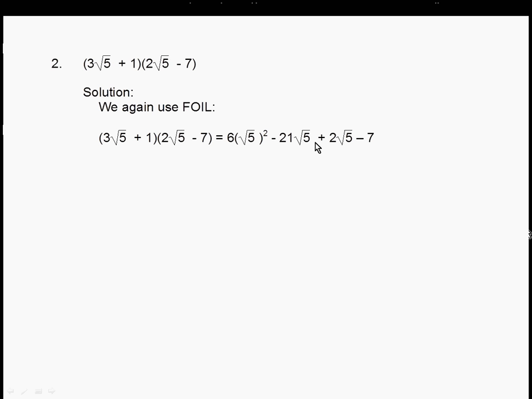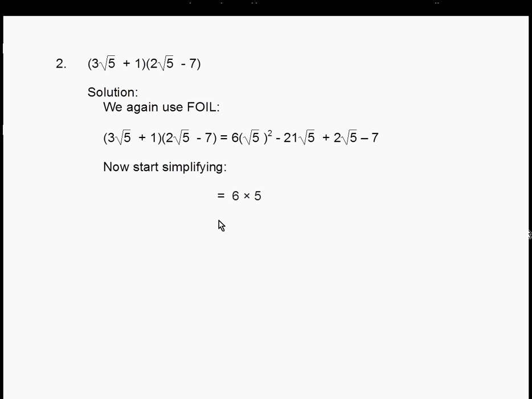Okay, I can combine the outer and inner to get negative 19 square root of 5. And the square root of 5 squared is 5. So I'll have 6 times 5. Then minus 19 square root of 5 minus 7. Okay, the 6 times 5 is 30. You can combine 30 minus 7. Again, you can't do 30 minus 19 because the 19 is multiplying the 5, and my dear Aunt Sally says multiply first. So 30 minus 7, I get 23. So 23 minus 19 square root of 5.